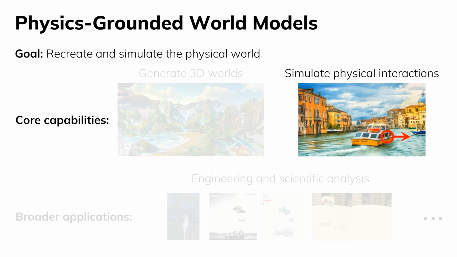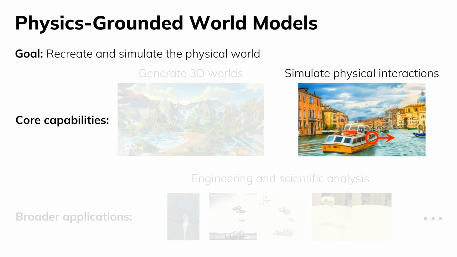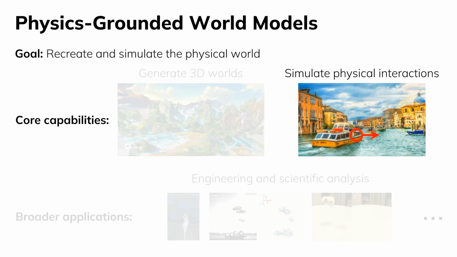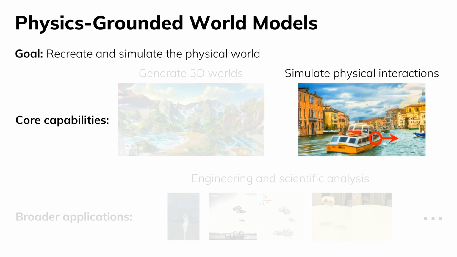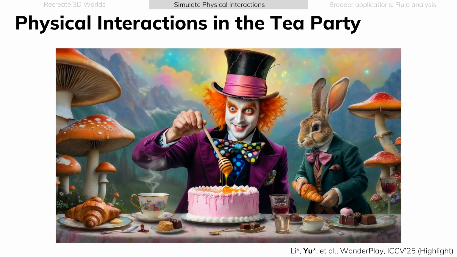But generating a static 3D world is only half the story. The other fundamental capability of a world model is to simulate what happens when we act in that world. So let's talk about simulating physical interactions. And remember the question that I started with? What would happen if I could actually interact with the Wonderland?